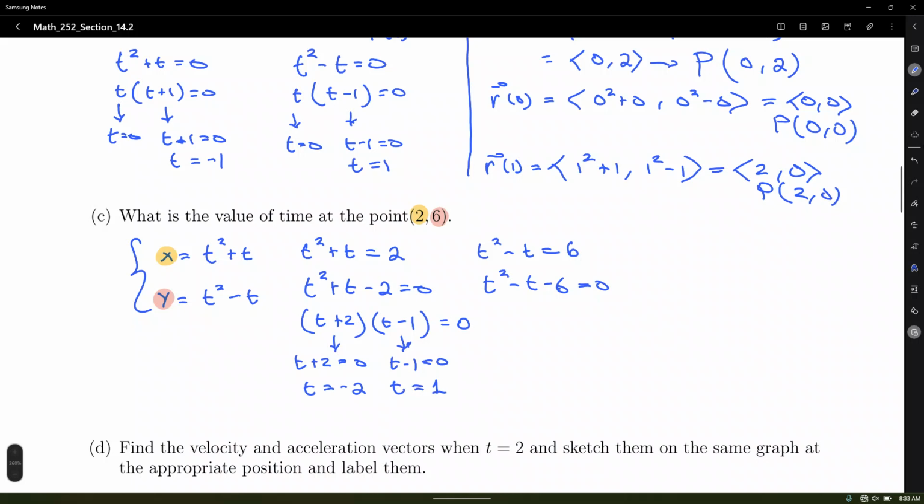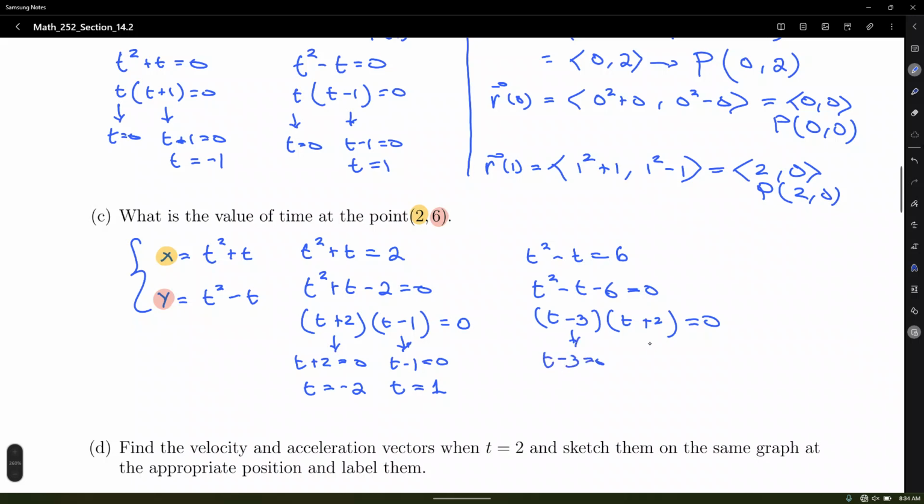How about the second quadratic equation? Well, let's do the same. Let's solve that equation by factoring, using the double bubble method again. We need factors of -6 that add up to -1. What do we have? -3 and +2. That means either t minus 3 equals 0 or t plus 2 equals 0, which means t equals 3 or t equals -2.